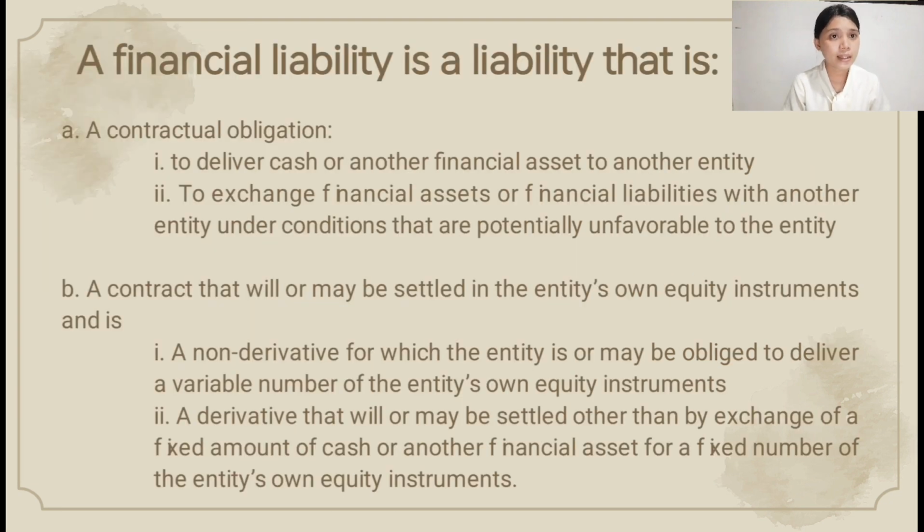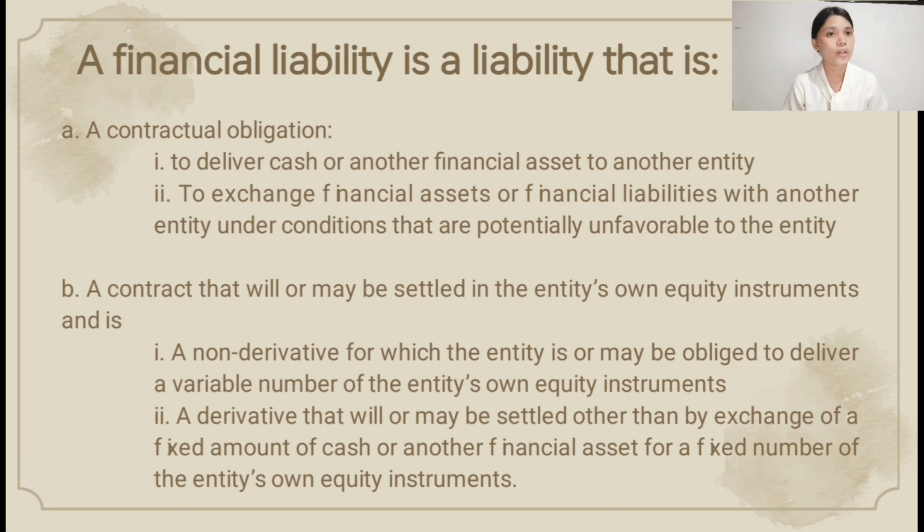So, a financial liability is a liability that is a contractual obligation to deliver cash or another financial asset to another entity. This typically arises from contractual agreements such as loans, bonds, or accounts payable. In simpler terms, it is money or an asset that you owe to somebody else. It is a contractual obligation to exchange financial assets or financial liabilities with another entity under conditions that are potentially unfavorable to the entity.